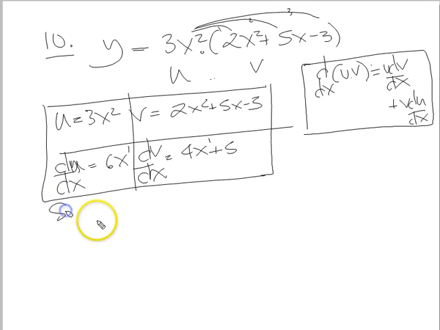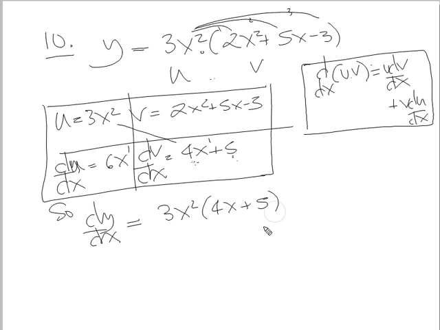Now let's write down the final answer for the derivative. dy/dx then is u dv/dx. Now you've got a single object times something which is more than one term, haven't you? You've got 4x and a 5. Whenever you multiply something that's not just one simple term, you have to put a bracket around it because it's the whole of the thing.